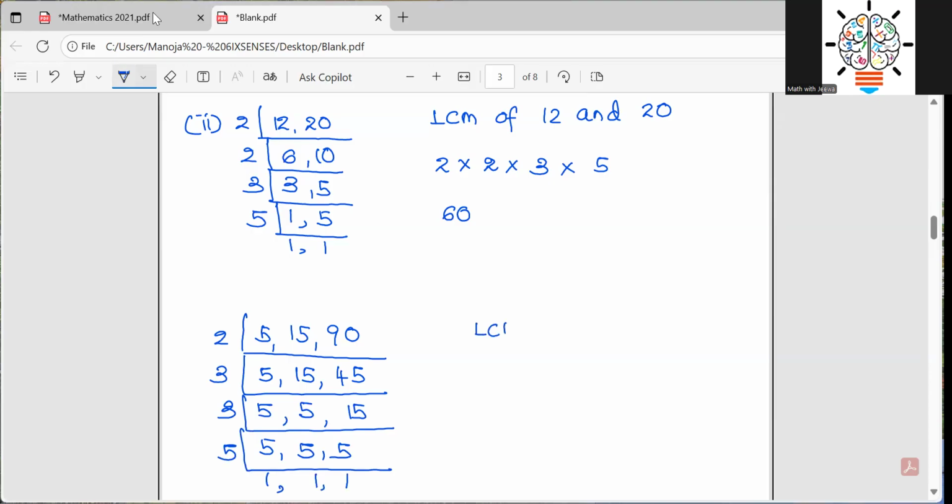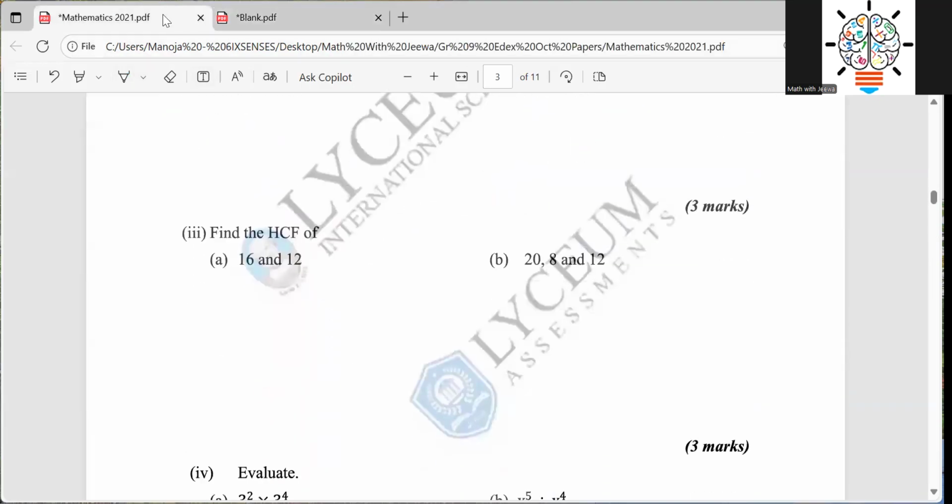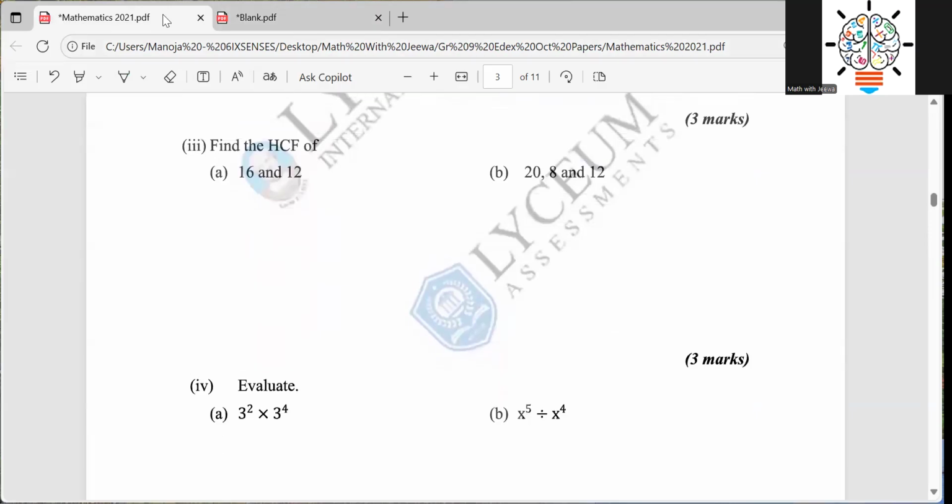So then how are we going to get the LCM of 5, 15 and 90? You do the same thing: 2 times 3 times 3 times 5. 2 times 3, 6. 6 times 3, 18. And then 18 times 5, it is 90. The LCM of these numbers is 90. Then we will see the highest common factor.